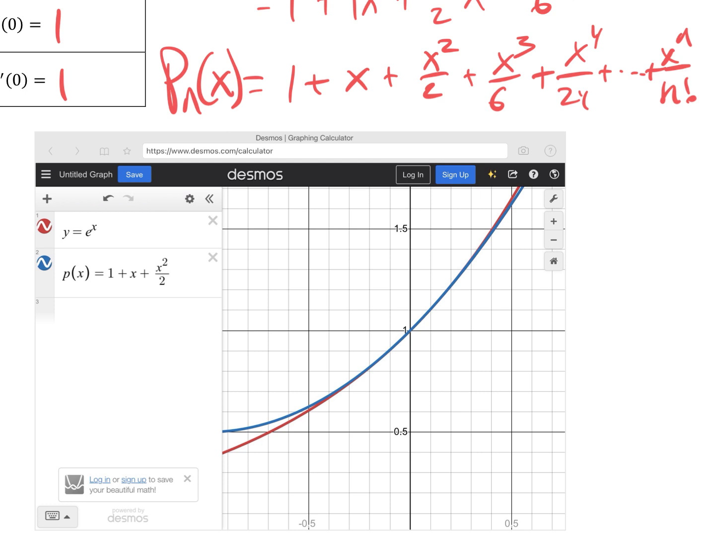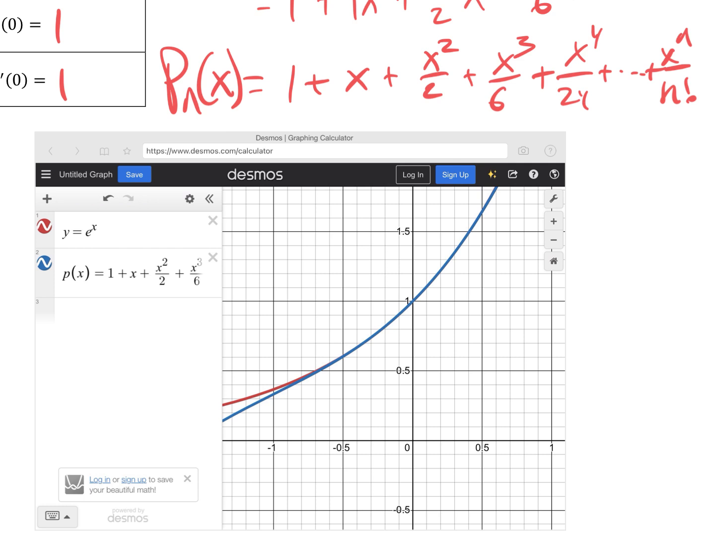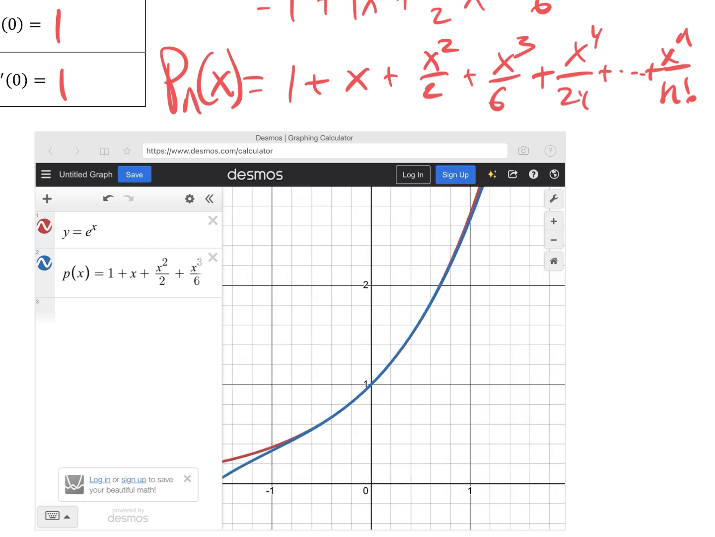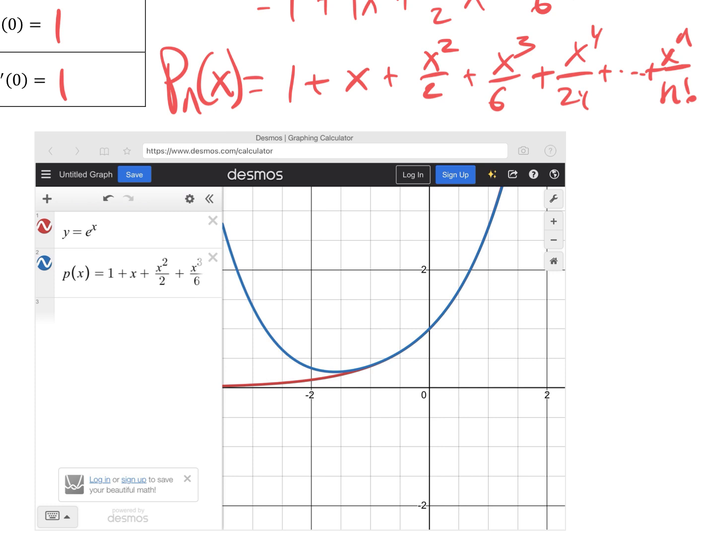Let's go ahead and add another term. So we have plus x cubed divided by 6. Divided by 6, there it is. Okay, even better fit. So as we do more and more terms, let's do one more. x to the fourth divided by 24. Okay, so we're getting an even better fit.